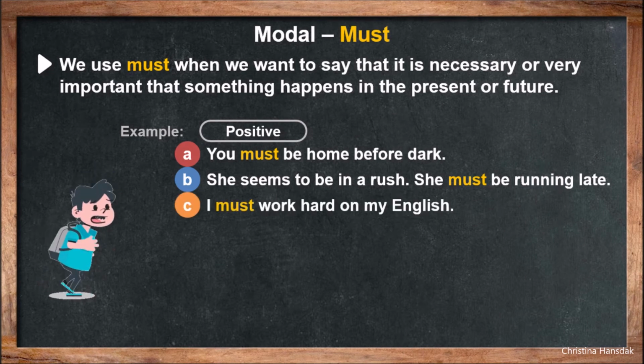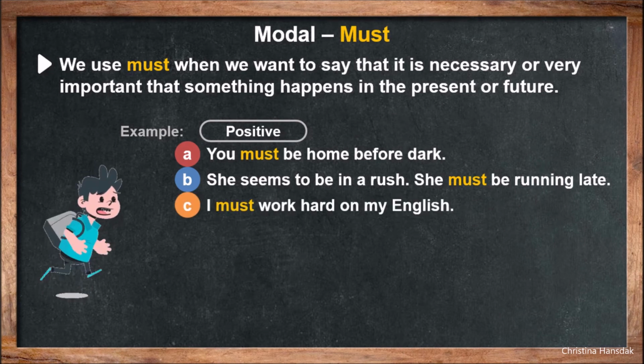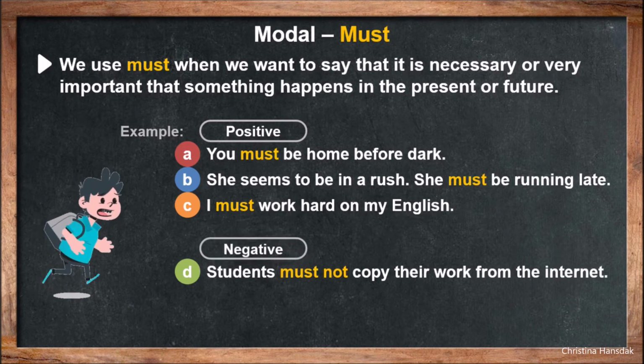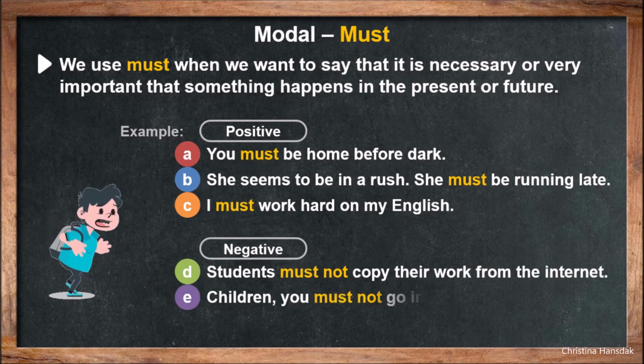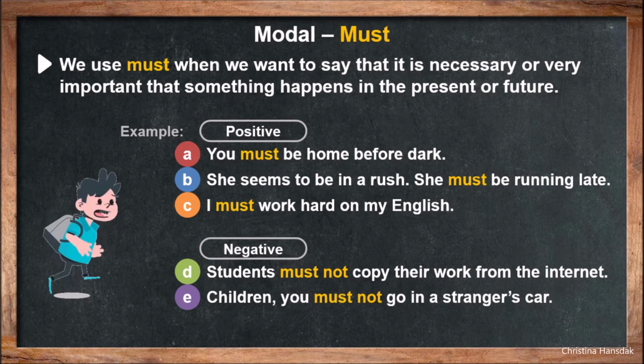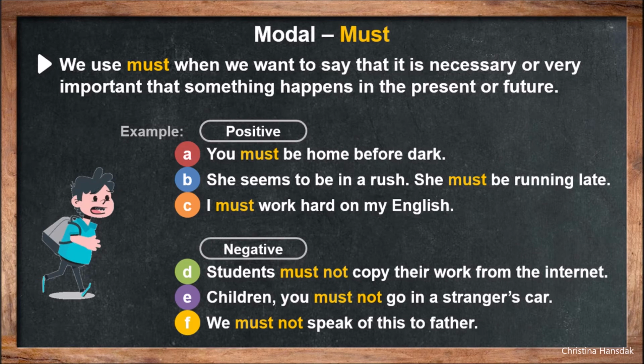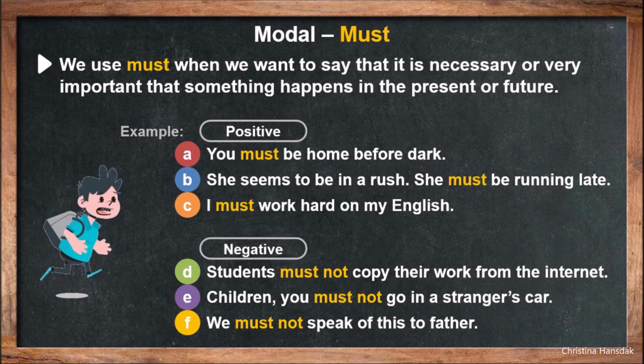Sentence number C. I must work hard on my English. Sentence number D. Students must not copy their work from the internet. Sentence number E. Children, you must not go in a stranger's car. Sentence number F. We must not speak of this to father. Students, the upper three sentences are in the positive forms and the remaining three sentences are in the negative forms.